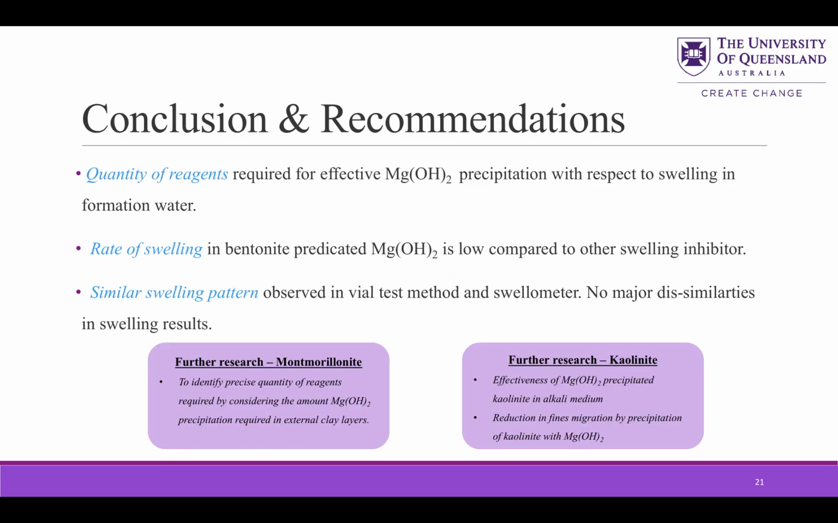So to conclude, the thesis did identify the effective quantity of reagents for magnesium hydroxide precipitation in formation water, and it was pretty much predominant that the rate of swelling was low compared to other swelling inhibitors, and a similar swelling pattern was observed between the wild test and swellometer. In the case of montmorillonite, further research could be done to identify the precise quantity of reagents required for both internal and external clay layer swelling.